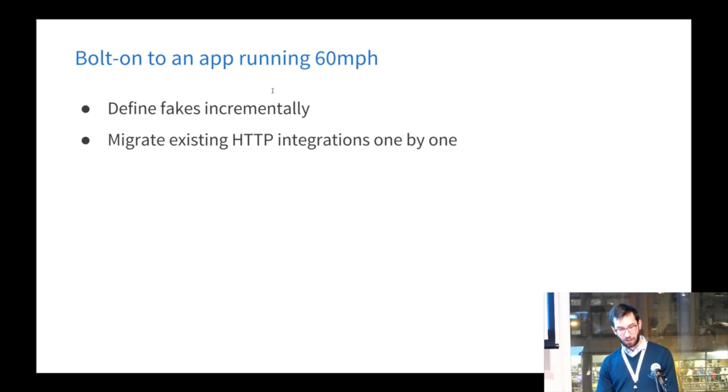Okay, so this is the last thing that's missing from the Thoughtbot solution, which is the ability to bolt this behavior onto an app that's already out there in production running at 60 miles an hour. So this has got to be relatable, right? You have an app, it's out in the wild, it definitely works. You know that you can't just stop the world to rewrite all of the ways that you've integrated with every system that you've ever integrated with. So we need to be able to define these fakes incrementally, and we also need to be able to migrate the existing integrations that we have individually, one by one. You don't have to boil the ocean.